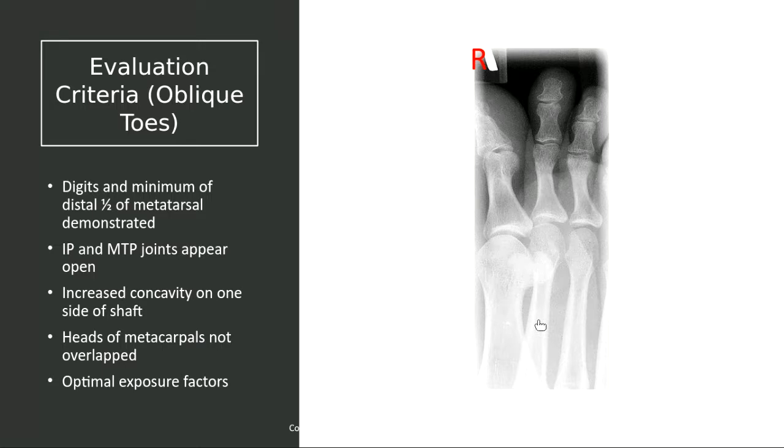Notice there's an increase in concavity on one side of the shaft. So notice like on this side of the proximal phalanx, it's a little bit concave, but this side there's an increase in concavity, meaning it's more concave. It dips in more on this side than it does on this side. Same thing over here. This dips in way more than this side. And that's normal when it's an oblique. Okay, so this is evaluating the oblique toes.